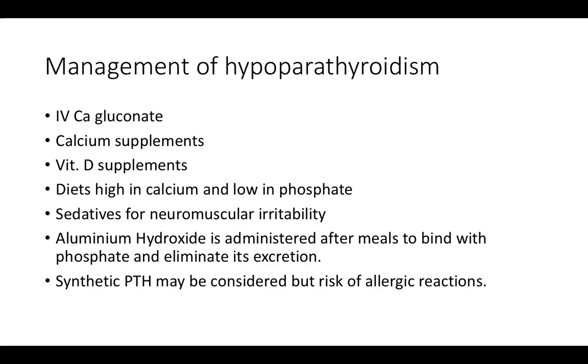In hypoparathyroidism, it's not only the calcium levels that are decreased, but the phosphate levels are increased within the body. And we need to excrete that, and for that we may need to administer aluminum hydroxide, which will bind phosphate and help in its elimination. In the case of severe parathyroid insufficiency, naturally you will have to consider giving synthetic parathyroid hormone, but there is a risk of allergy.